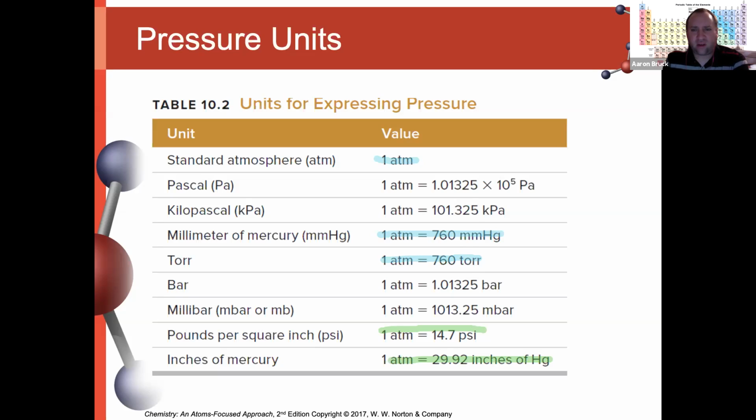These other units, physicists tend to focus on pascals. Pascals are named after Blaise Pascal, the physicist. We don't see them used very often. For one reason, if you look at the interplay here, 1 atmosphere of pressure is equal to 101,325 pascals, which means that we're dealing with pretty significant numbers.